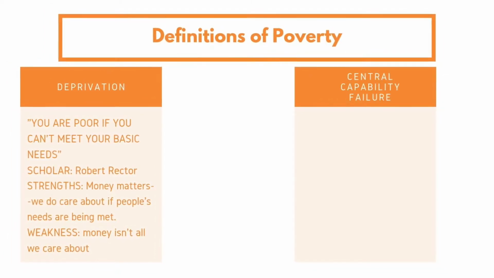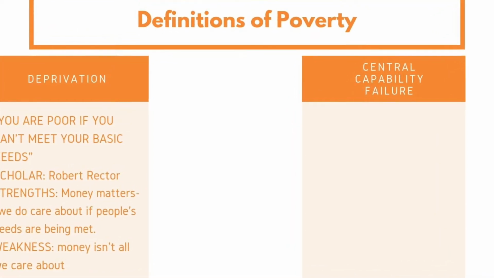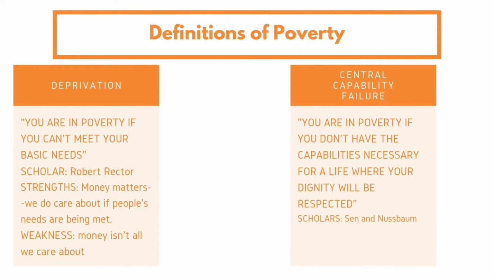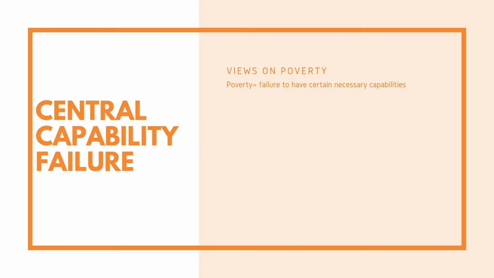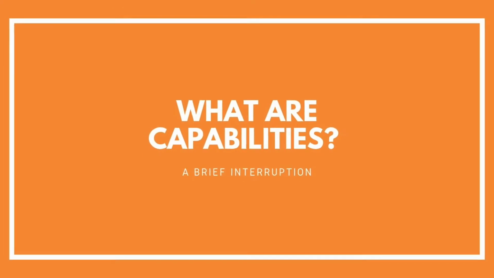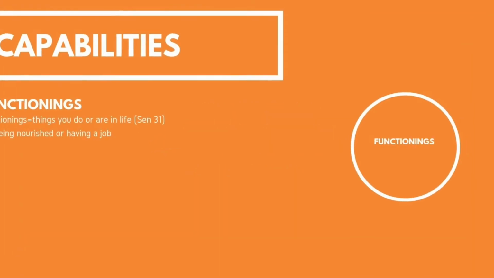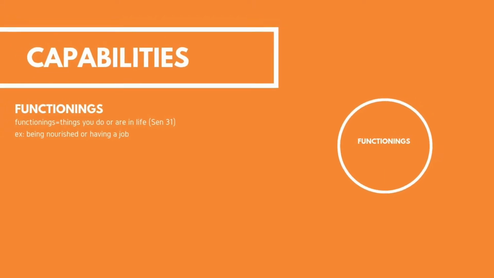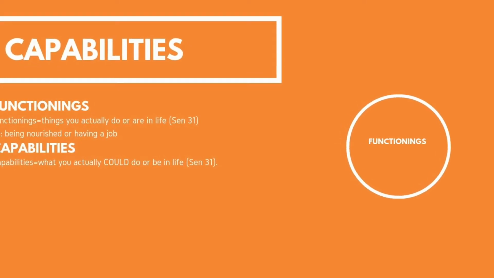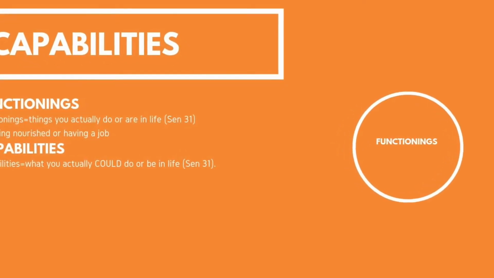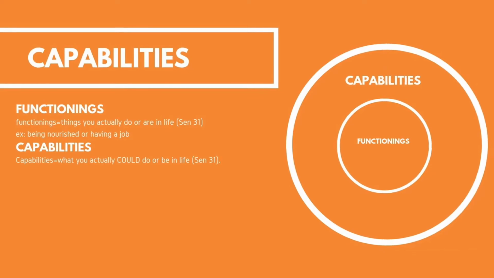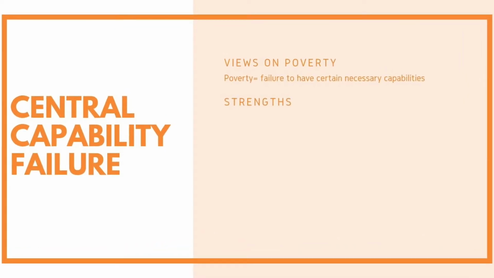The second definition is central capabilities failure, which is a complicated name but is pretty simple to understand. Two philosophers who center on this work are Amartya Sen and Martha Nussbaum. They say that poverty is the inability to achieve some basic set of capabilities. To understand capabilities, we need to understand functionings. Functionings are the various things a person manages to do or be in leading a life. Capabilities are a broader idea. They are the things that you have the actual possibility of doing or being in life. So, functionings are what you actually do out of your capabilities, which is what you have the real possibility of doing.